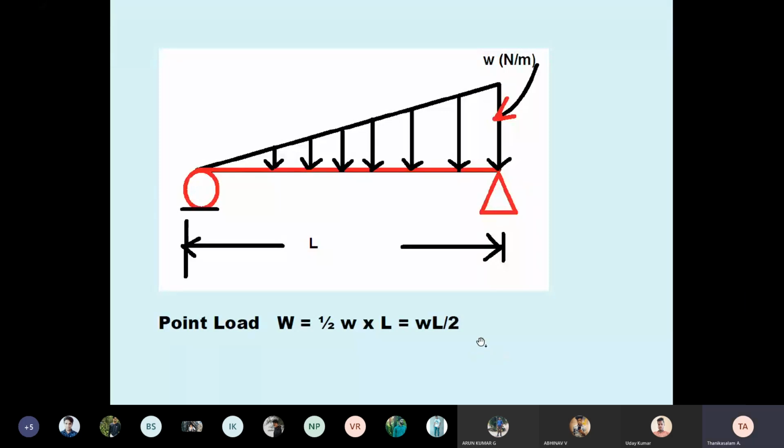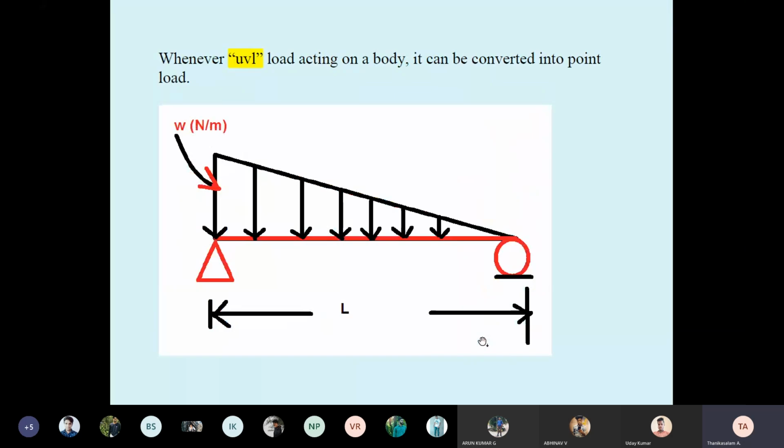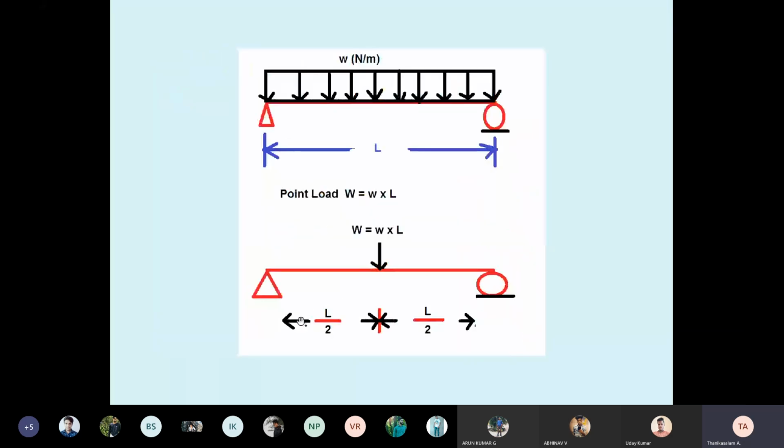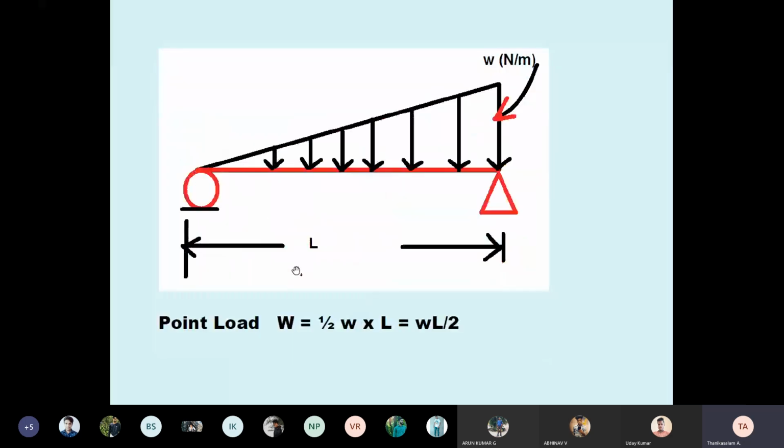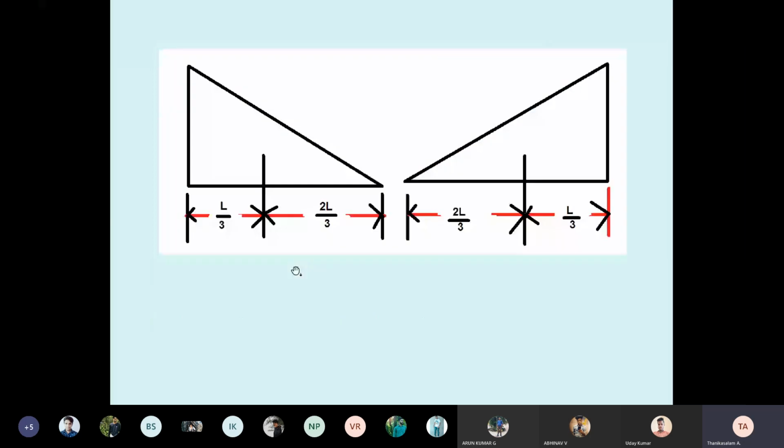But where is it acting? In the rectangle, the load acts at the middle of the rectangle, L by 2, L by 2, which we marked. But in the triangle, what is the middle? You don't say L by 2 because the shape is different. Generally, there is a triangle center formula. See here, this is the center of the triangle.